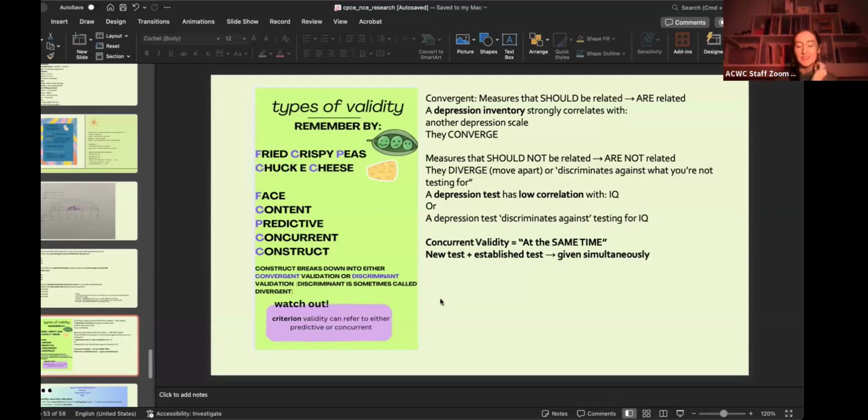So if you're in a question and it has a new assessment, and they give it at the same time with a gold standard, that's going to be concurrent. That's how it will be worded.